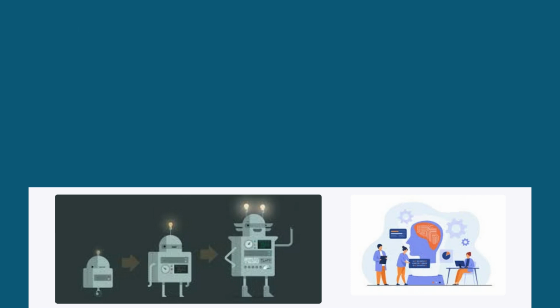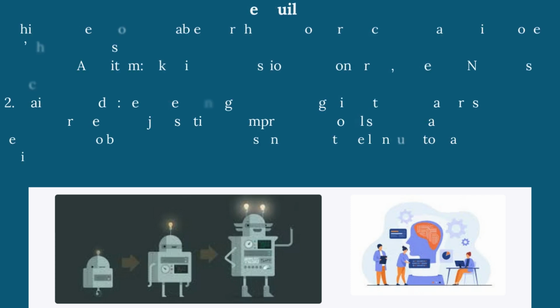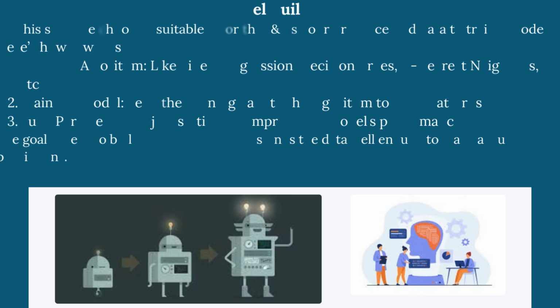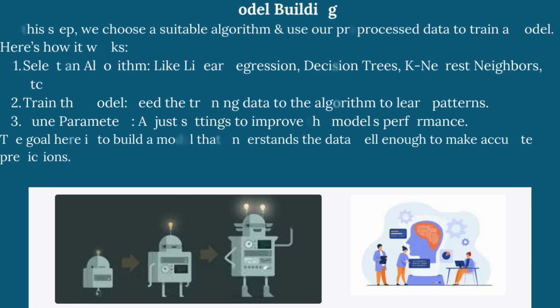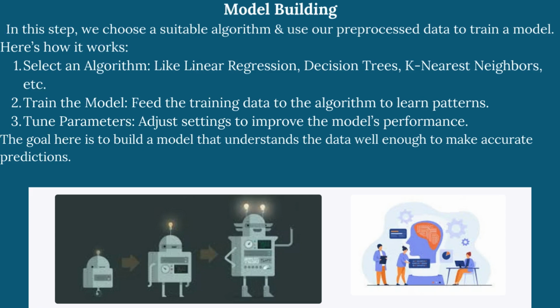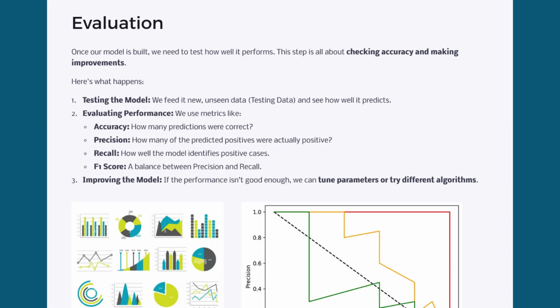Model building. Now comes the fun part. We choose an appropriate algorithm and build a model by training it with our prepared data. This is where the model learns to identify patterns and relationships. Evaluation. After building the model, we test it with unseen data to check its performance. We use metrics like accuracy, precision, recall, and more to measure how well the model is performing.